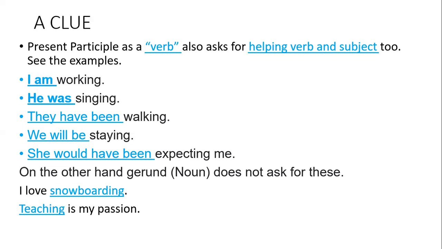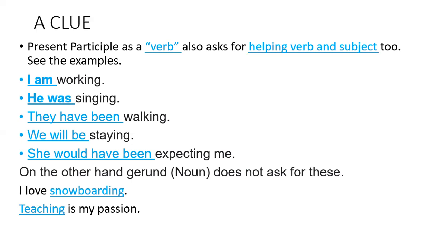And keep it in mind, a gerund is always used at all those places where a noun is used. So, teaching is my passion. What is my passion? Teaching. So I think it's quite clear if you keep this clue in your mind.